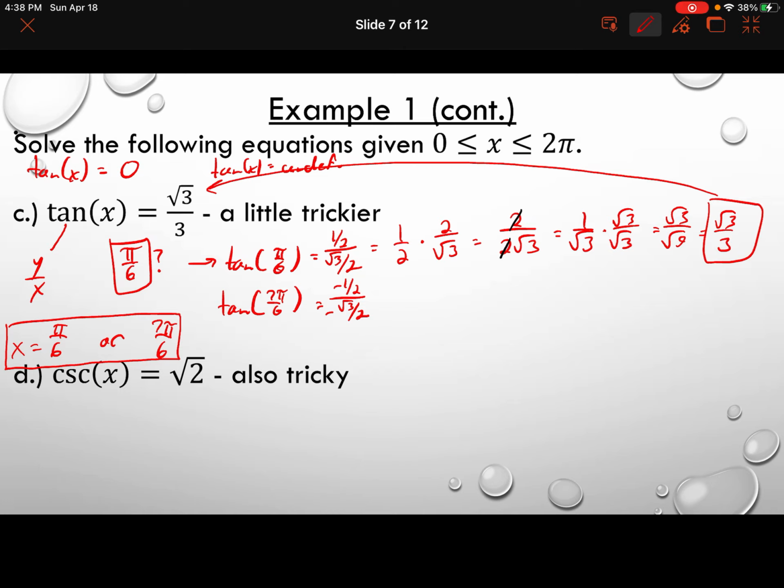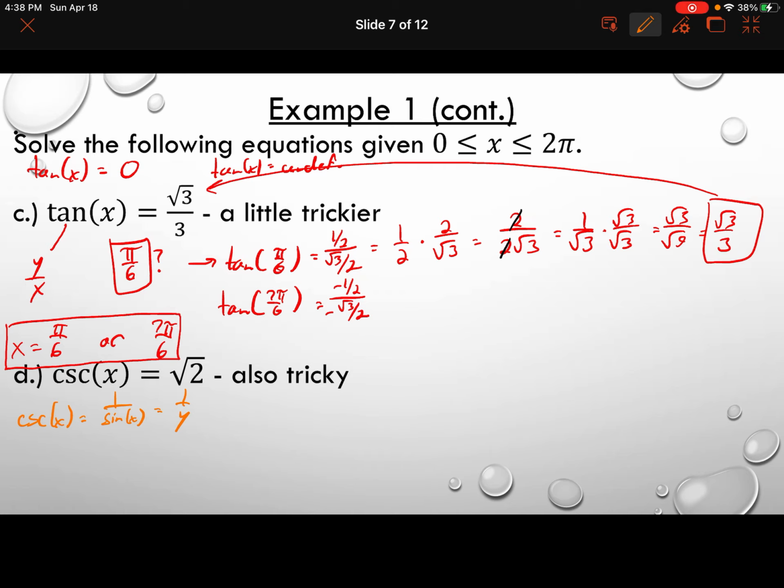Okay, so now let's do cosecant of x is equal to square root of 2. This one is not as tricky as the previous one. If you notice, cosecant is one of the reciprocal functions. If you recall, cosecant is the reciprocal of sine. Cosecant of x is equal to 1 over sine, or 1 over y.